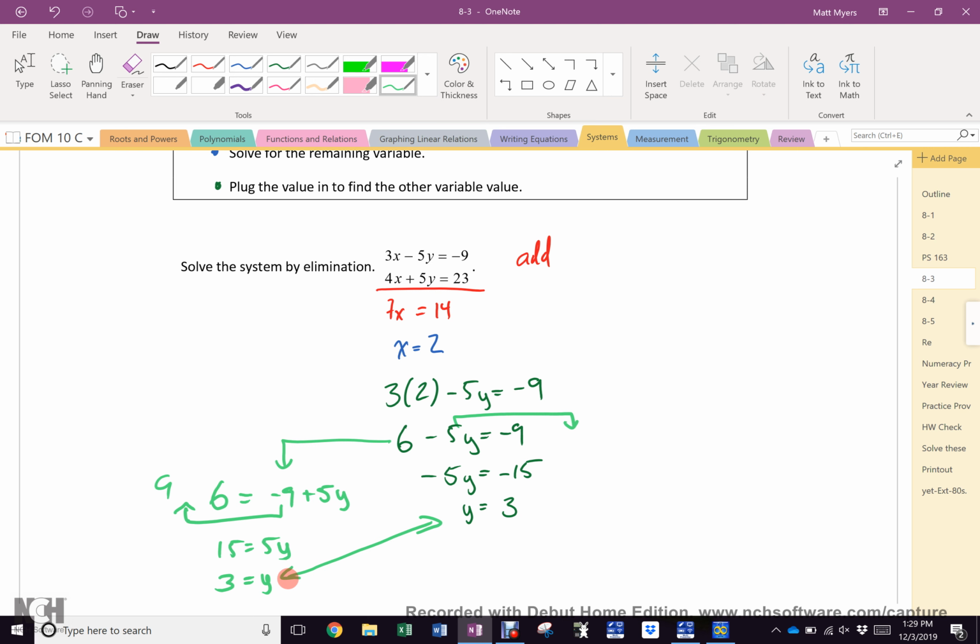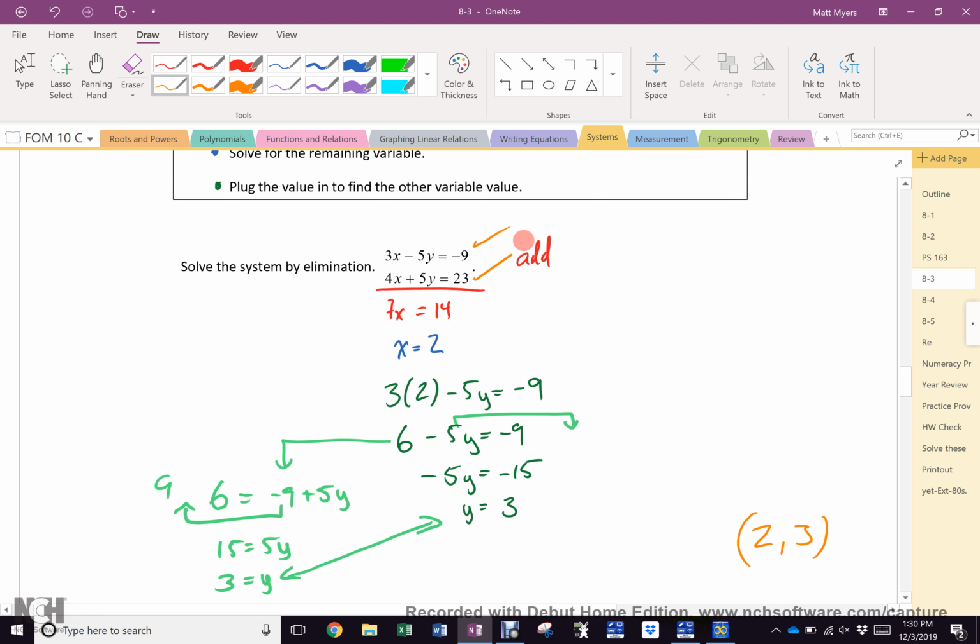Now, do I now know the ordered pair? What is it? 2, 3. Do you need to come and check with me? No. Of course not, because what's 3 times 2? 6. What's negative 5 times 3? Is 6 minus 15 negative 9? Probably. Yes. What's 4 times 2? What's 5 times 3? 15. Is 15 plus 8 23? Yeah. Correct. Did we do it right?